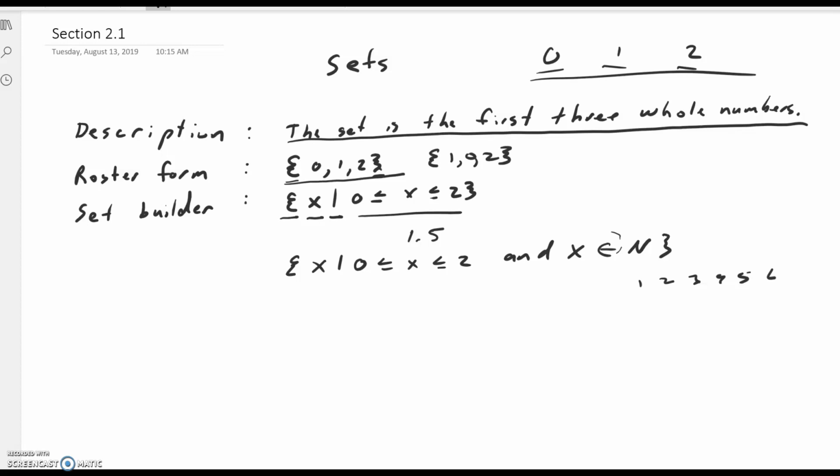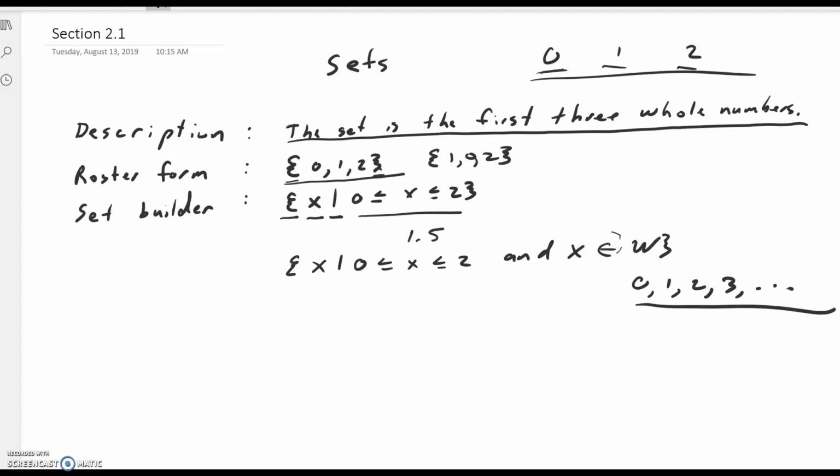Can you think of a problem with this? Well, what about the number 0? We want 0 to be in our set, but is 0 a natural number? No, it's not. And so let's fix this up a little further. Let's say x is a member of the whole numbers. The whole numbers are 0, 1, 2, 3, etc. Now this seems to work. We're saying that x has to be one of these kind of numbers, and it has to be in between 0 and 2, including 0 and 2.